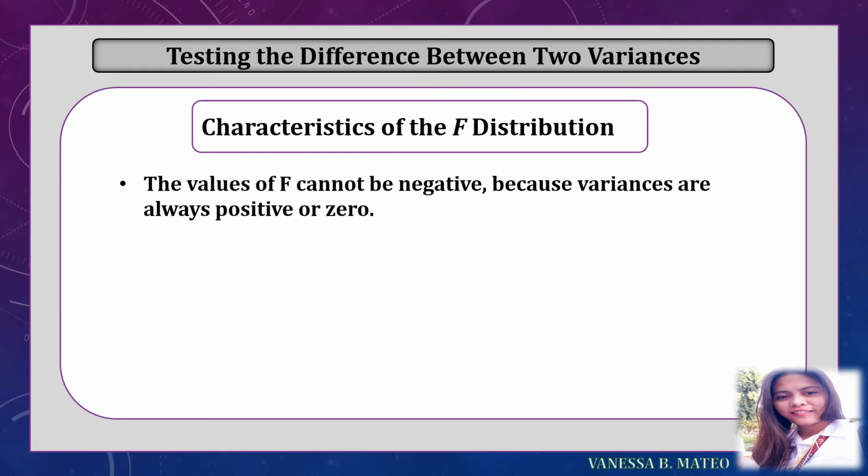Now, these are the characteristics of the F distribution. First is that the values of F cannot be negative because variances are always positive or zero. Why? Because variance is given by squaring the standard deviation, and whatever the value of the standard deviation is, once we square that, the variance will always be positive or zero.